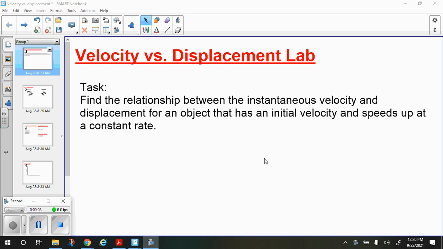Hello, so we're going to do a lab called velocity versus displacement, and we are going to find the relationship between the instantaneous velocity and the displacement for an object that starts with an initial speed that is not equal to 0 and speeds up at a constant rate. We're going to use some new equipment for this lab.